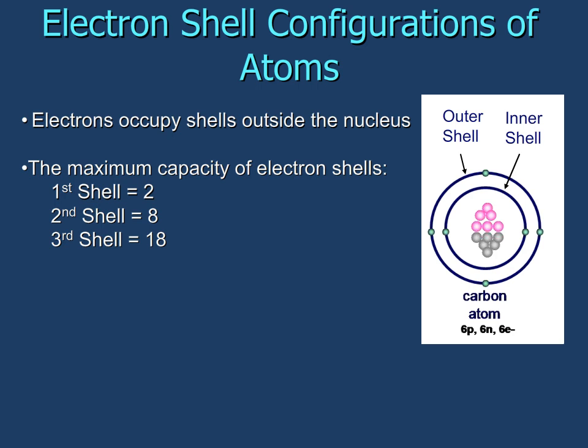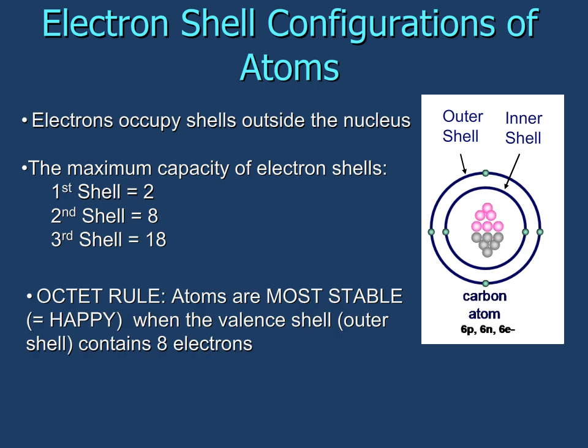Now, there can be more shells besides 3, but 3 shells is usually the most number of shells that we're going to see in biologically important molecules. Now, the octet rule is a very, very important rule when it comes to electron shells and atoms. It basically states that atoms are most stable, or happy if you want, when the valence or outer electron shell contains 8 electrons. For example, here you can see carbon, it consists of 6 protons, 6 electrons.